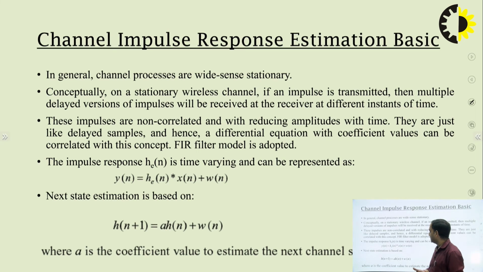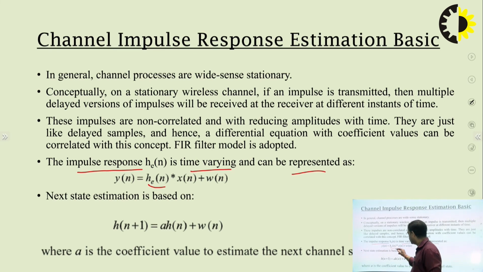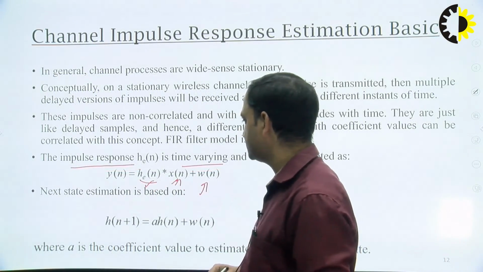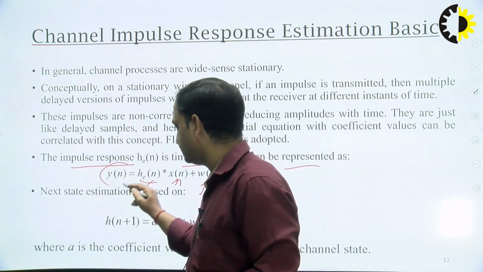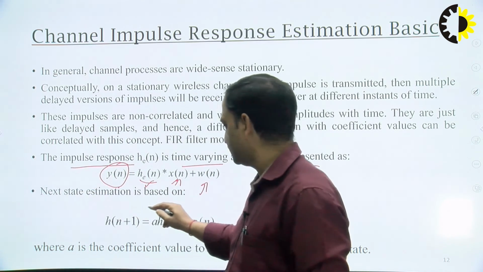So channel impulse response estimations are there, which is a simple calculation that I'm not going into, because different versions of the signal are transmitted through the different channels. So at the receiver, the delayed versions of the signal will be received at the receiving side. In that, the impulse response H is time varying and can be represented as this one. This is our desired signal which we want to transmit, and this is the channel through which this signal is transmitted, and the AWGN noise is there. Okay, so in this case, this is the received signal at the receiver.